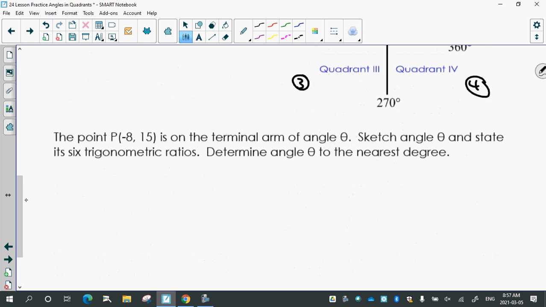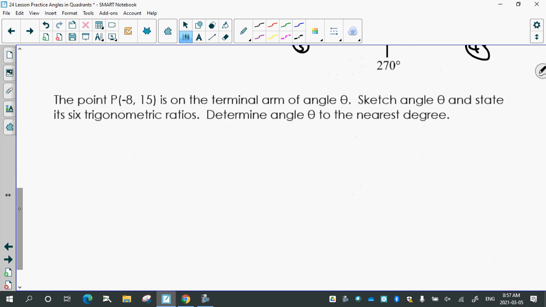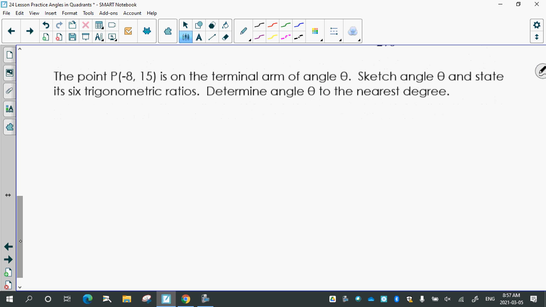Okay, so here's our next question. The point P (negative 8, 15) is on the terminal arm of angle theta. Sketch angle theta and state its 6 trig ratios. Determine angle theta to the nearest degree. So same question, except for probably different quadrant, right?